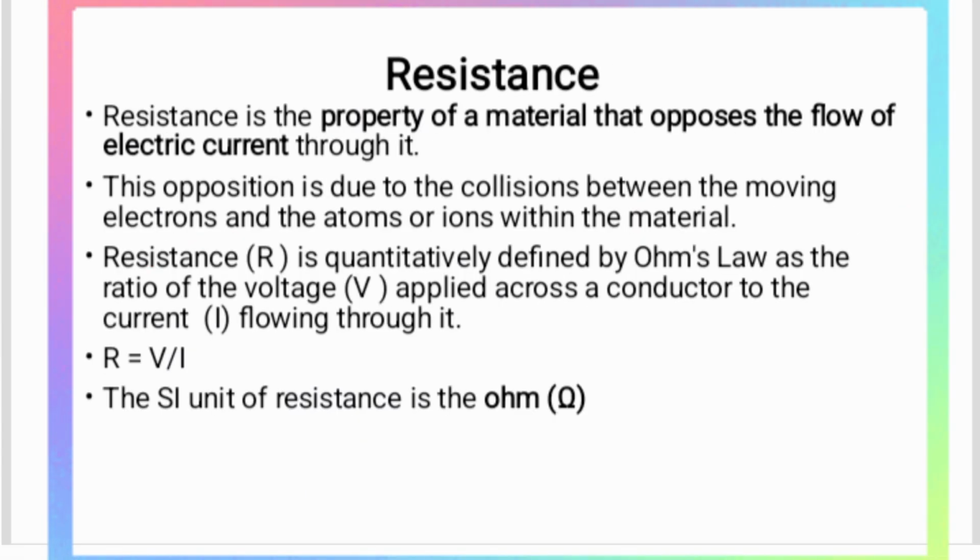Resistance is the property of a material that opposes the flow of electric current through it. This opposition is due to the collisions between the moving electrons and the atoms or ions within the material. Resistance, R, is quantitatively defined by Ohm's law as the ratio of the voltage, V, applied across a conductor to the current, I, flowing through it. R equals V divided by I. The SI unit of resistance is the ohm.